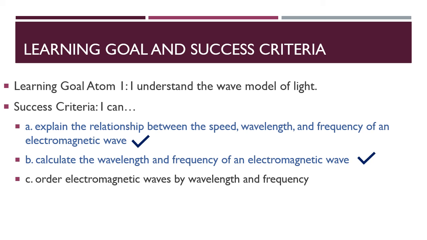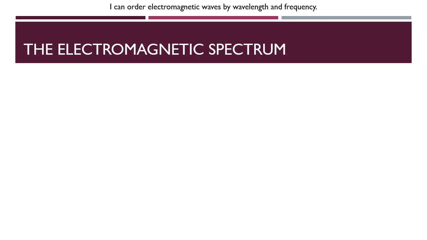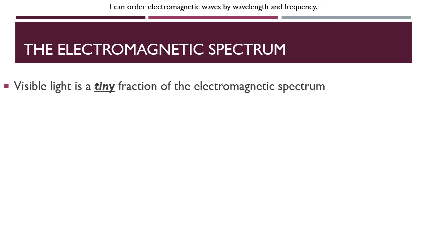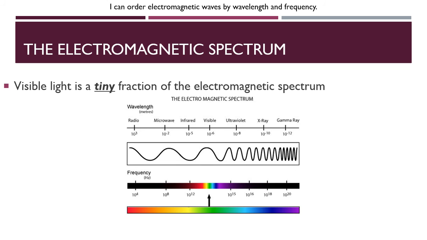All right, so we have looked at how we calculate the wavelength and frequency of an electromagnetic wave. The last success criteria we'll look at from this lesson, and this will not take us long, is how do we order electromagnetic waves by wavelength and frequency. So the electromagnetic spectrum, as you saw in that short video we watched in class, the visible light is only a really, really tiny fraction of the electromagnetic spectrum. So here is a schematic of the entire electromagnetic spectrum.